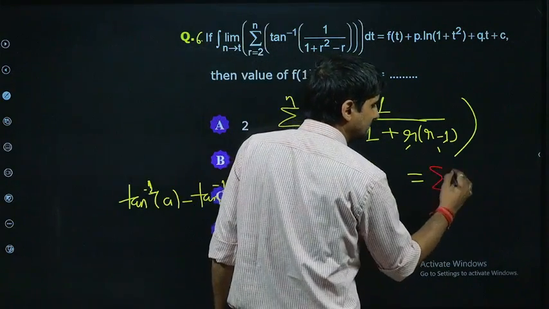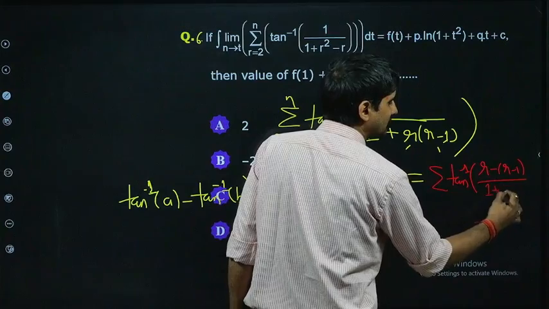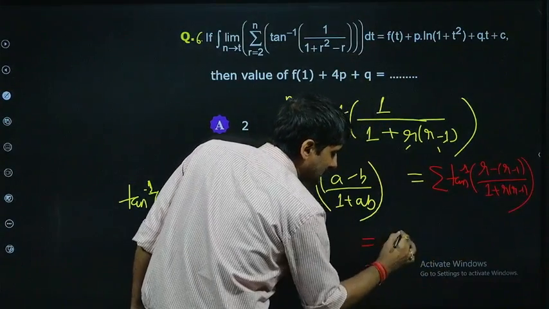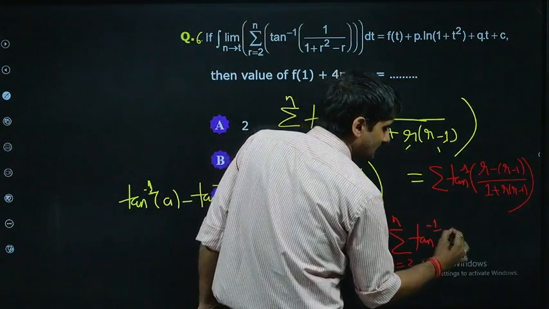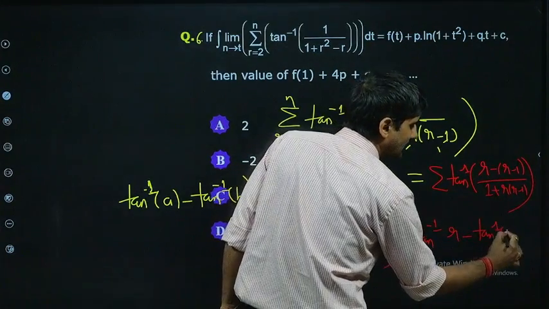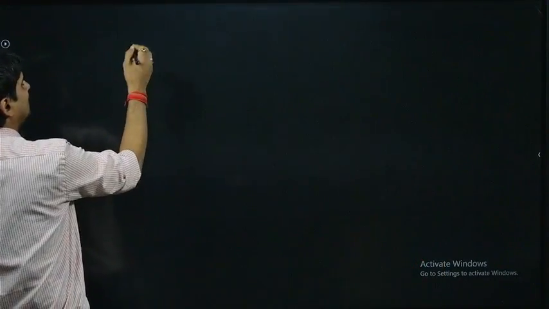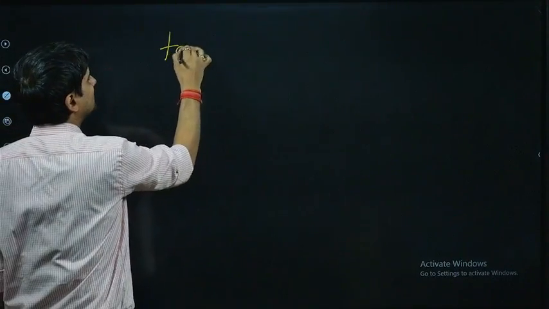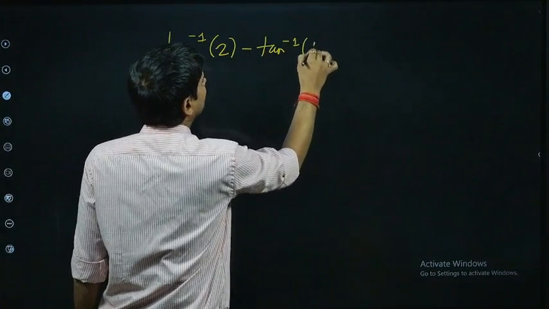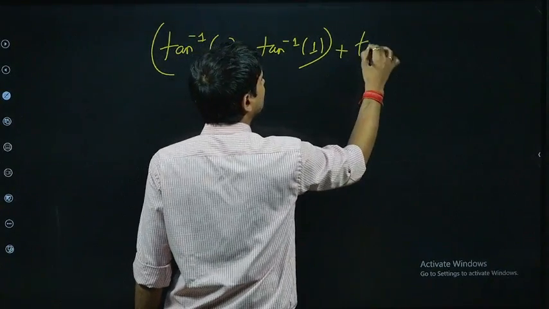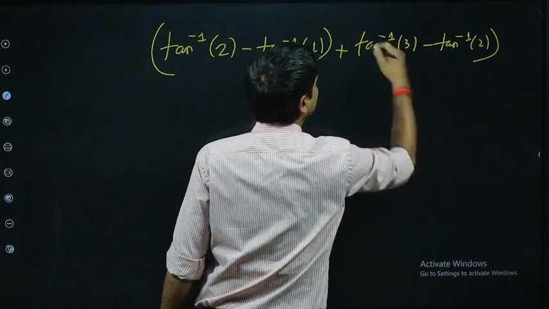So I can write this as summation of tan inverse of (r minus 1) upon (1 plus r into (r minus 1)). So I can write it as summation, r goes from 2 to n, tan inverse of r minus tan inverse of (r minus 1). Bachcho, now just open this summation. So you start with r equal to 2. So the first term you get is tan inverse of 2 minus tan inverse of 1. And then when you put r as 3, tan inverse of 3 minus tan inverse of 2. Now the terms started getting cancelled, like this one.